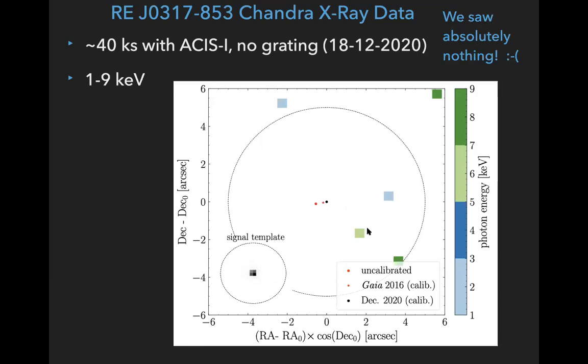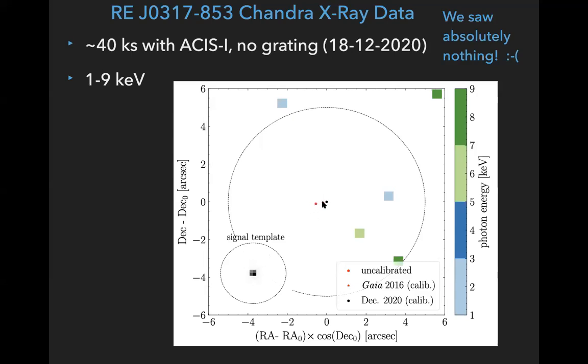The different pixels here show you where photons hit the detector, and the colors show you the energy. This black point in the middle is the location of the magnetic white dwarf. You would expect a signal to be spread out by the instrument angular resolution, but that's quite small. The signal template is showing you that angular resolution.